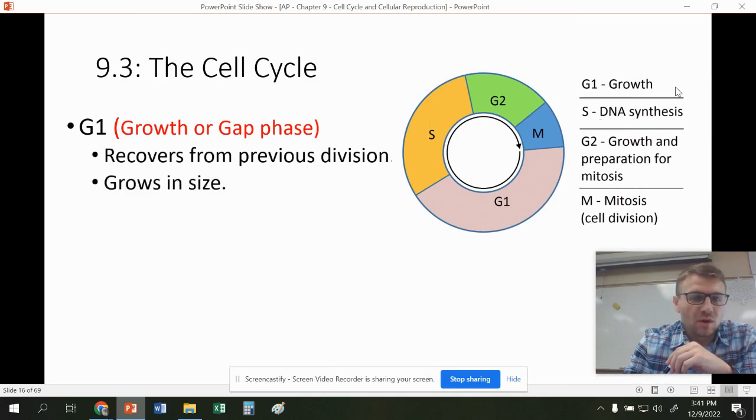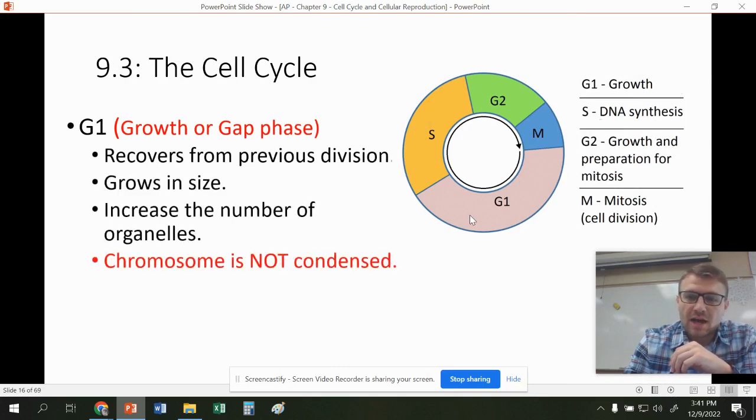Now, when we're talking about the G1 phase, here we go. So we're in G1. Again, G1 actually stands for growth or gap phase.